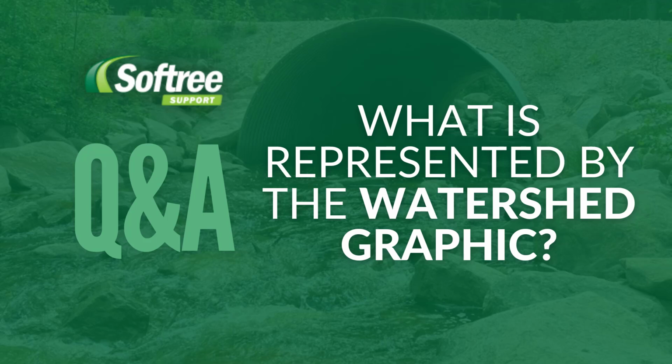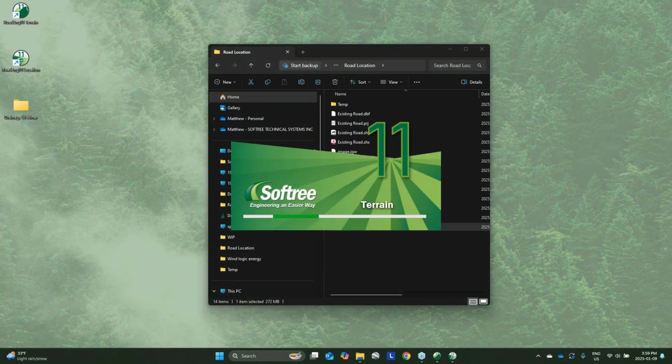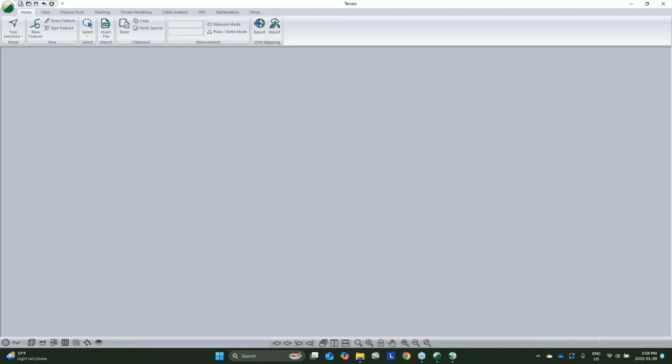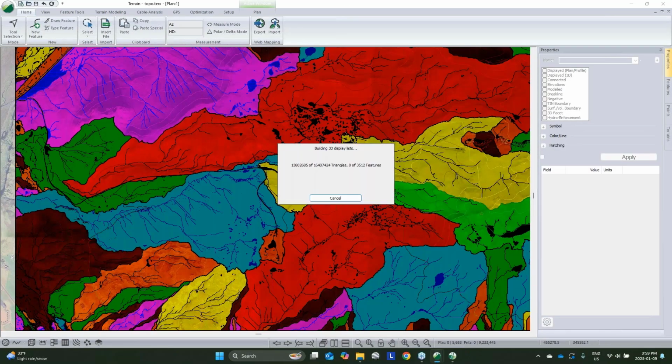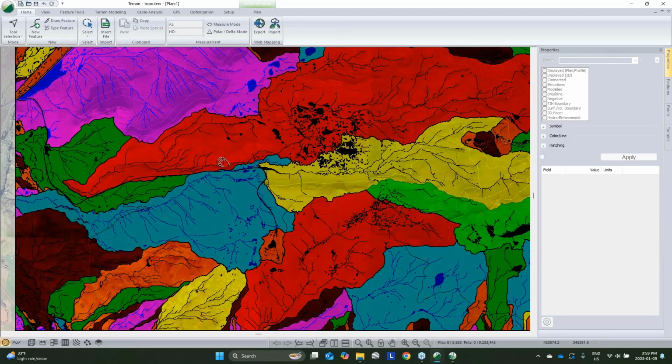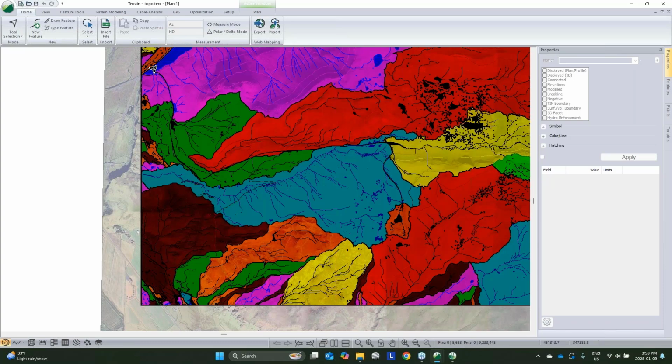For the watershed graphics, what is represented by the color? So the watersheds themselves behave similar to the drainage area calculation. The big difference is they are using the pour points from the outside of your tin surface. So here it's anywhere the flow falls off the tin surface, and then we calculate the drainage area going up from there. A couple exceptions for that.